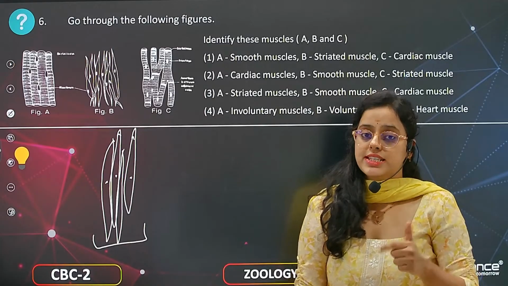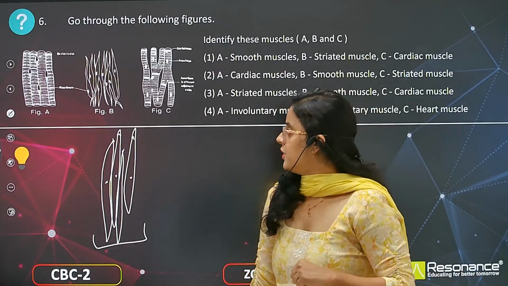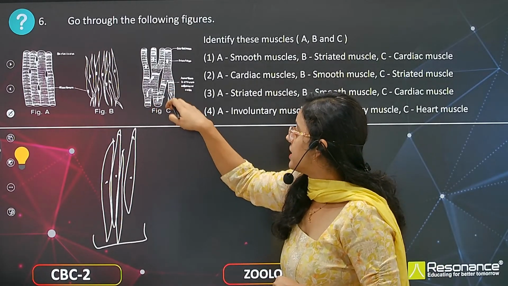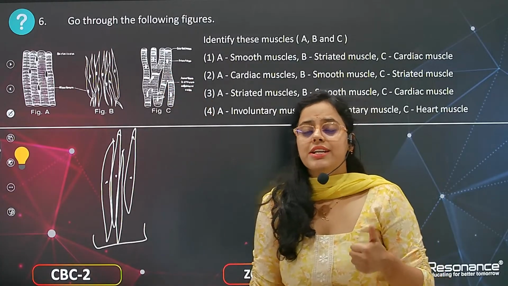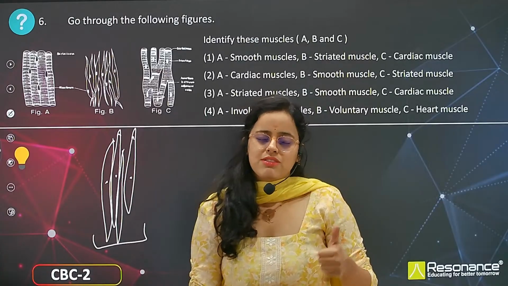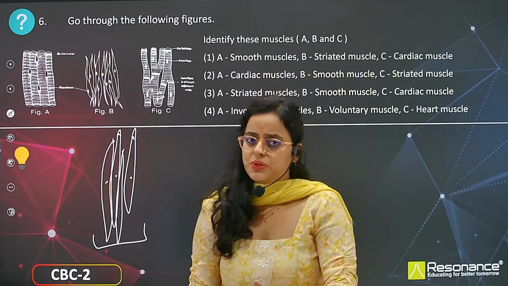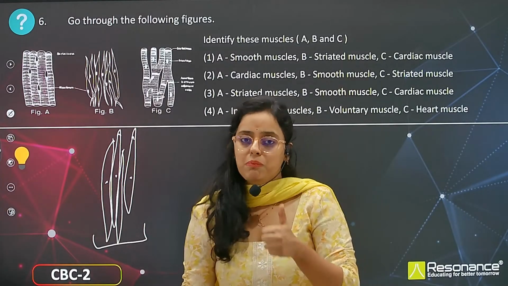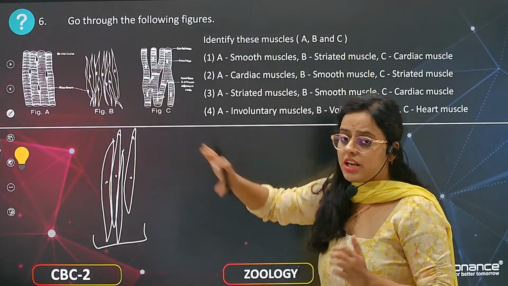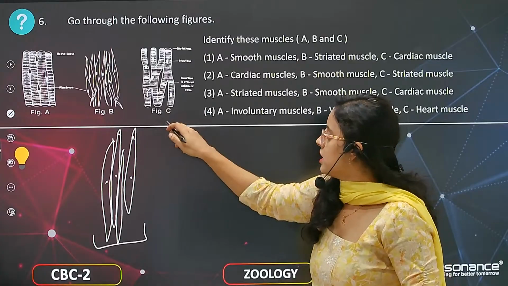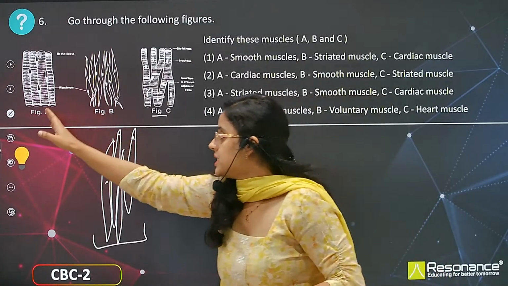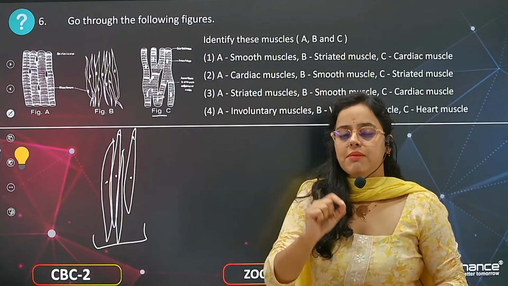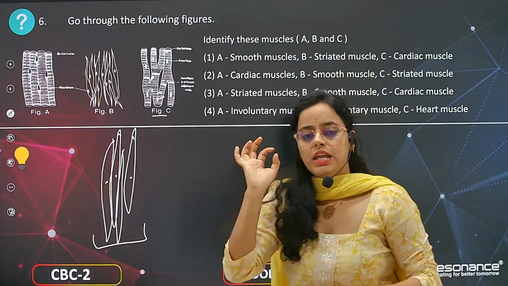Now what about figure C? Here you can clearly see the branches. See these intercalated branches that are present, and striations are also present. So what are the characteristic features of cardiac muscles? The cardiac muscles are cylindrical muscle fibers arranged parallel to each other, but they are connected with intercalated discs, or you can say they have branches, right? So these branches are connecting one muscle fiber to the other muscle fiber. So here figure C is cardiac muscle. So striated or skeletal muscle, smooth muscle, then comes cardiac muscle. So if you have written A, B, C, striated, smooth and cardiac, then your answer is absolutely correct.